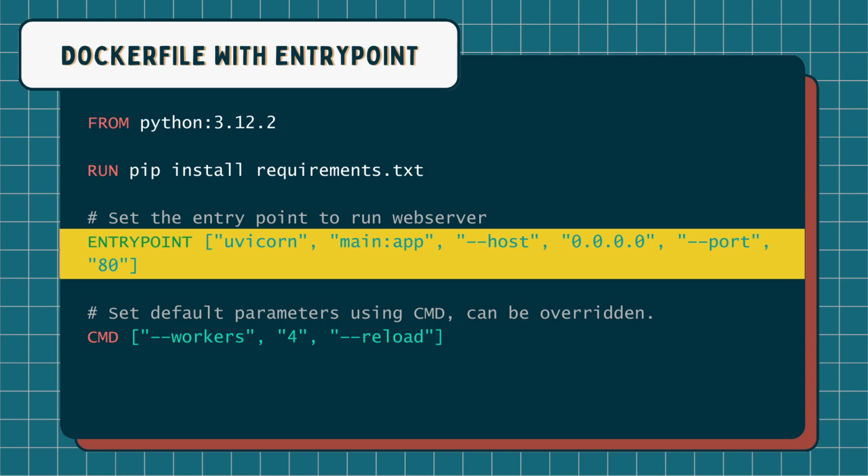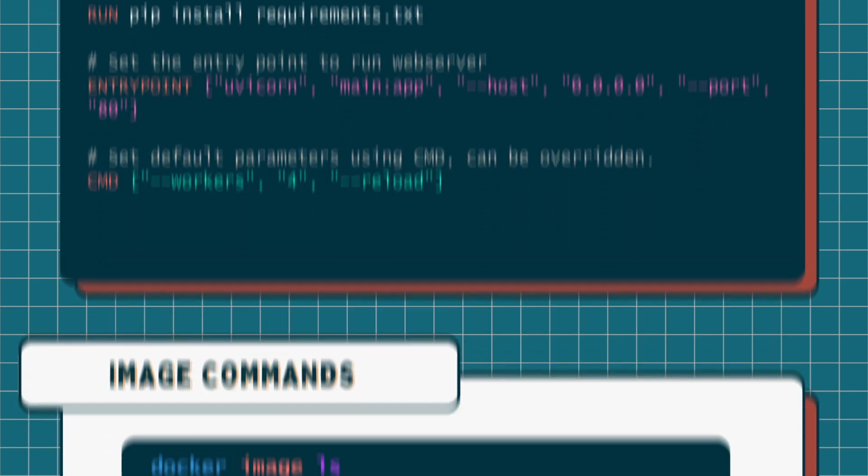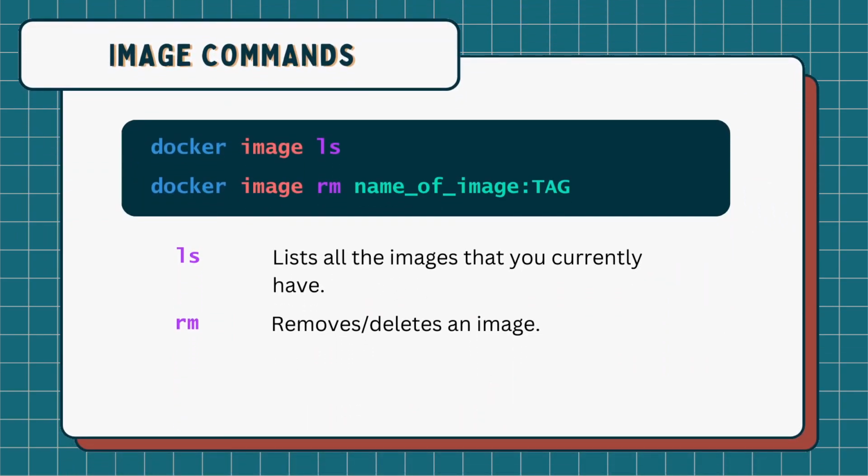Here, in entry point, we'll start the Uvicorn web server but then use command for the parameters. Here we have Docker image list. This is useful to see all the images you have downloaded or built on your system. Then we can use Docker image remove to remove the images from your system.